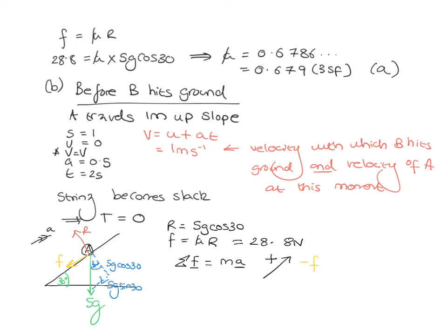We now have minus F minus 5g sine 30, both of these going down the slope, equals the mass of A, which is 5, multiplied by the acceleration, which will be different to the acceleration that we had previously, because the string is now slack, the situation has changed. So if we recalculate this acceleration, this comes to negative 10.66 meters per second squared. And we can then use this with another SUVAT equation to work out the distance that A travels up the slope before it comes to rest.